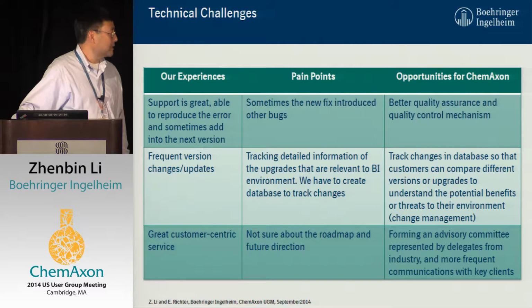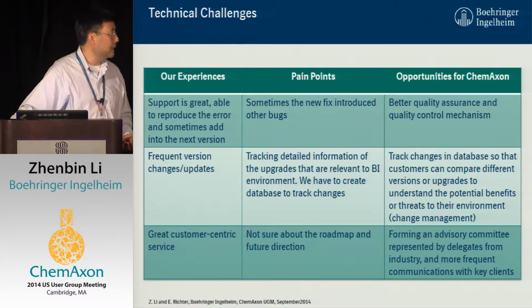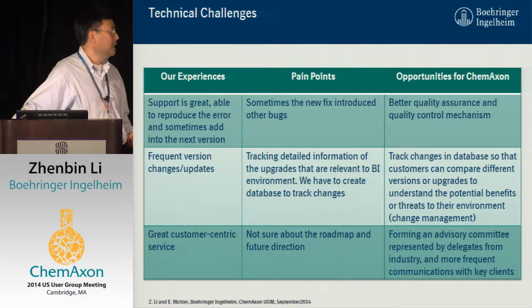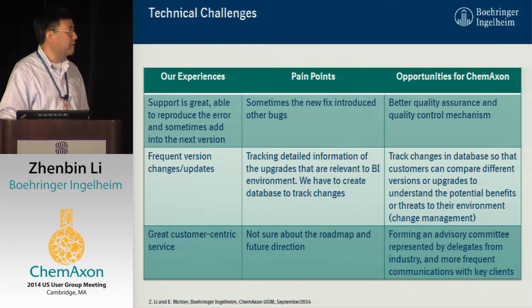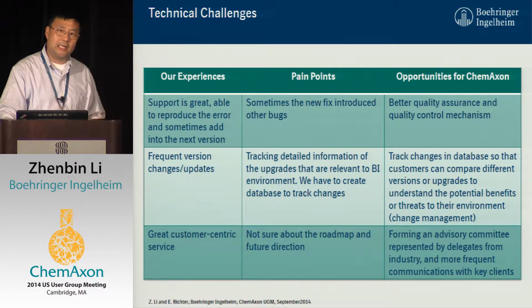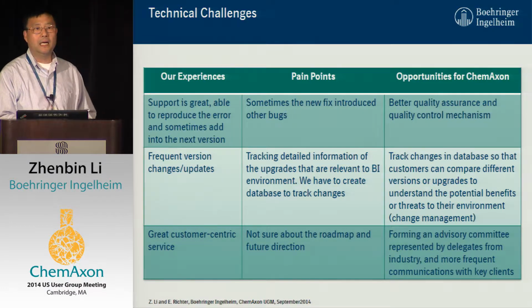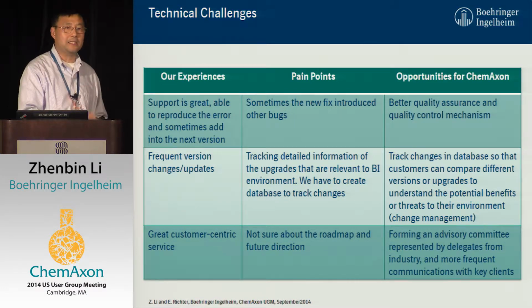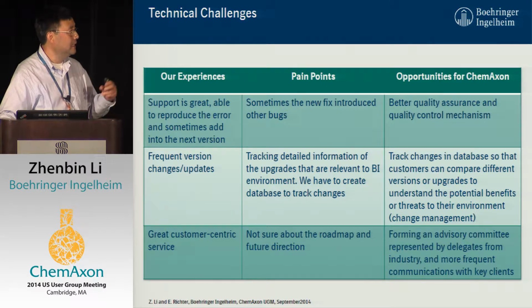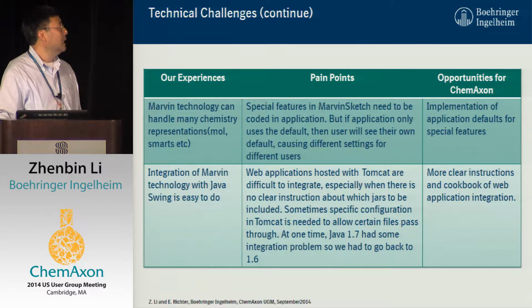We know ChemAxon is a very customer-centric service. They are able to provide service as quickly as possible. But as a BI, we feel we need to understand better the roadmap of the company and the future. I think this morning, Alex already mentioned a lot of that, and I think it has already resolved a certain concern we have.